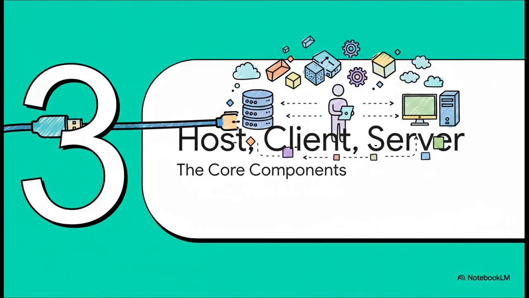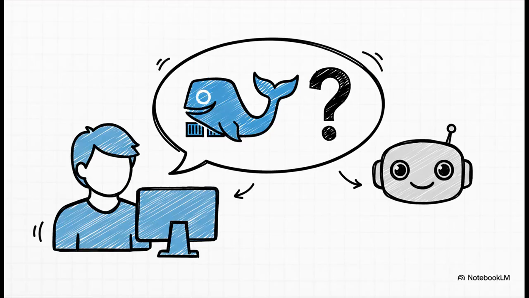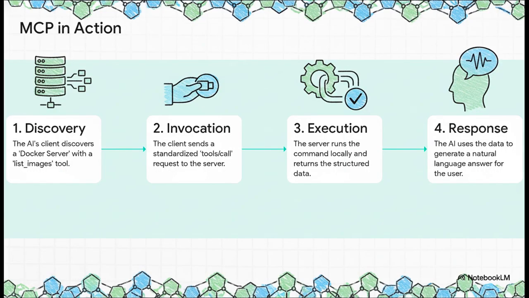Okay, so that's the theory, right? Host, client, server. It sounds neat, but what does this actually let you do? Let's walk through a real-world example to see this thing in action. All right, so picture this. You're a developer, and you ask your AI assistant, which is acting as the MCP host, a simple question about your computer. How many Docker images are on my local machine? So this whole exchange happens in 4 quick steps.